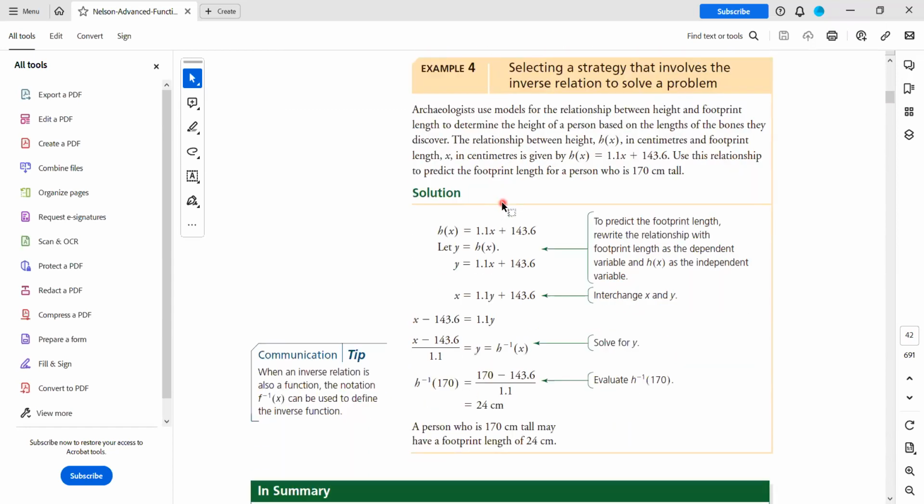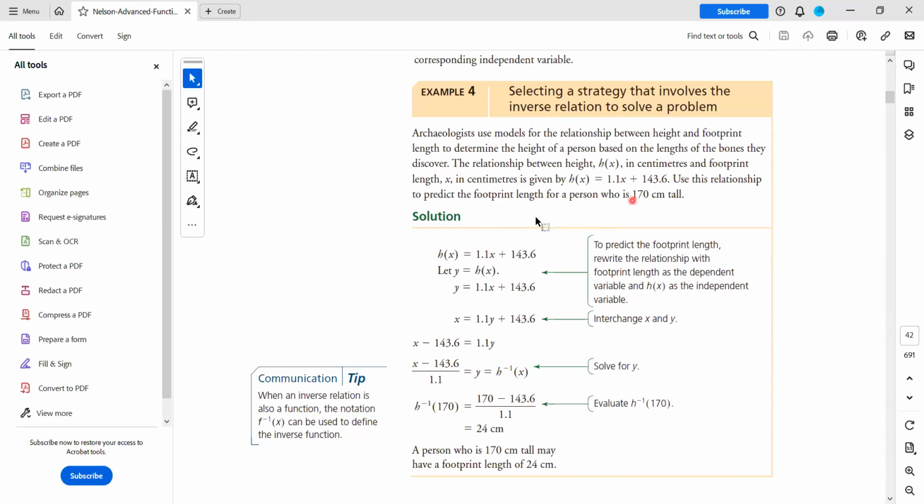Please take a moment to look through the next example. This is an interesting one. In this case, we're discovering an inverse relationship with height, another physical example.